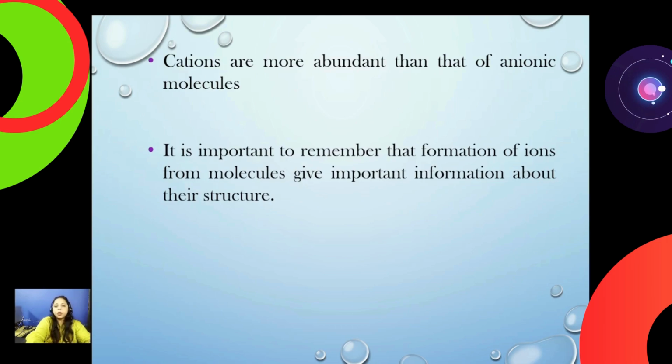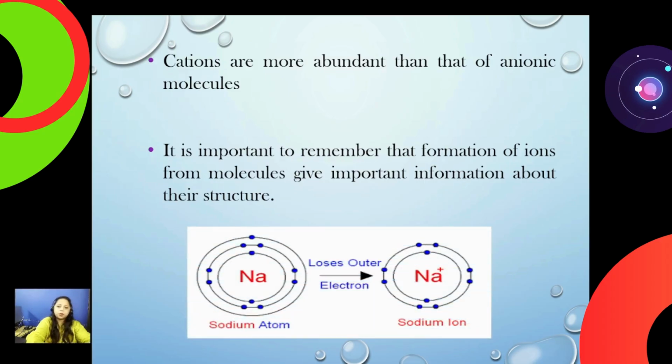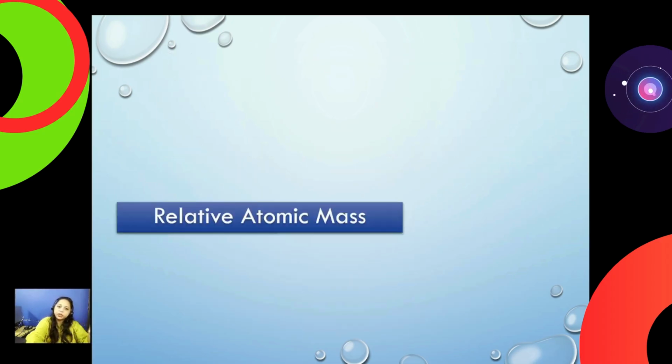It is important to remember that formation of ions from a molecule gives important information about their structure. Like if we talk about the number of bonds, we can easily get an idea of how many electrons are present, or how many electrons are gained, lost or shared.